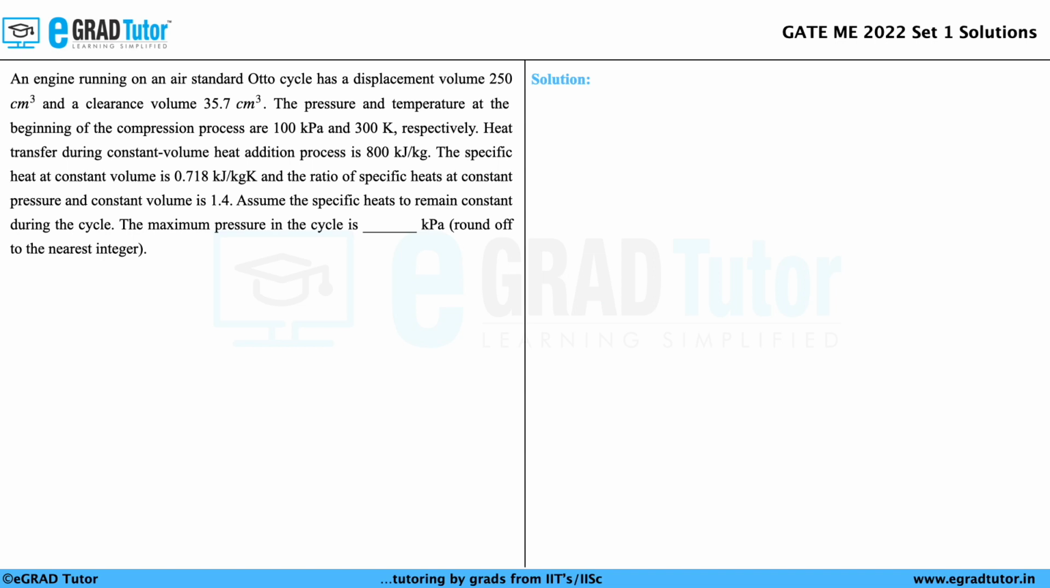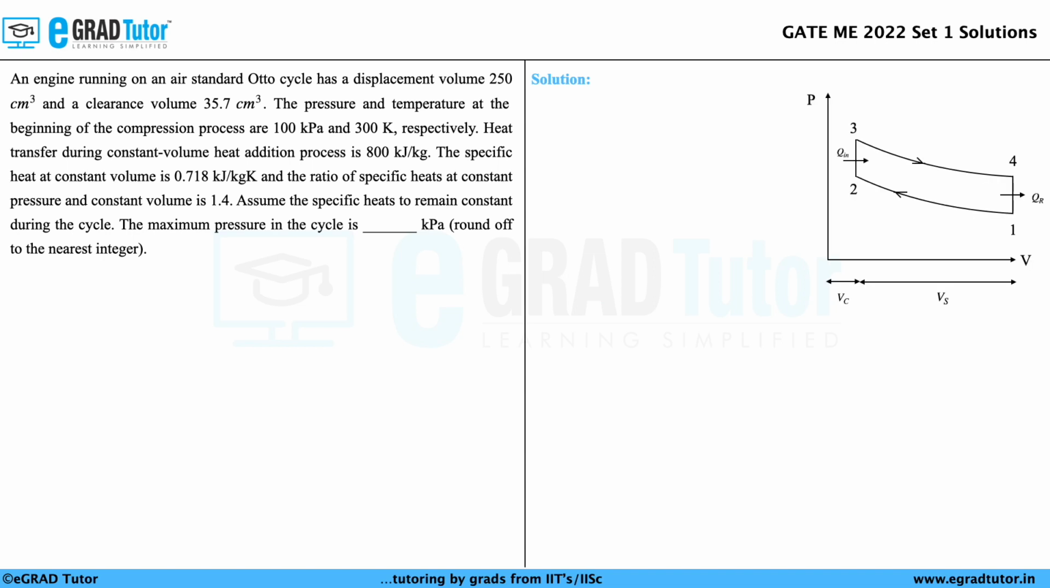Let us start the solution by constructing the PV diagram. In this PV diagram, process 1 to 2 exhibits adiabatic compression, process 2 to 3 is the constant volume heat addition, process 3 to 4 is the adiabatic expansion, and process 4 to 1 gives constant volume heat rejection.